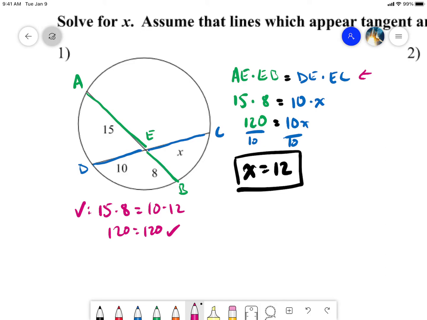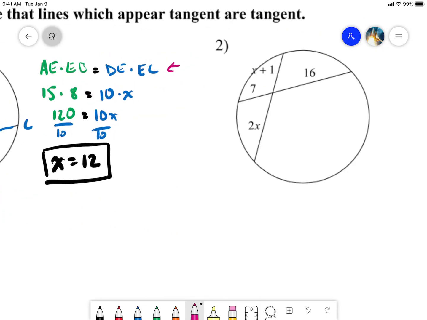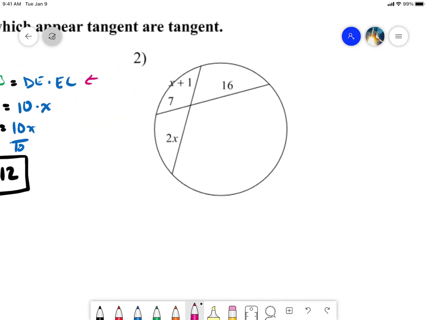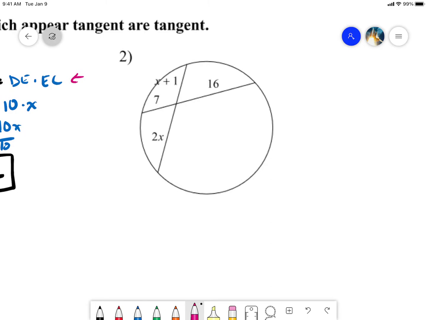Okay. All right. Next problem is going to be significantly more difficult. And the reason I'm doing this is because I want you to see a very complicated problem that involves this stuff. Okay? So just like before, I'm going to label my points. I've got A, E, B. Let's just call this C, D. Okay?